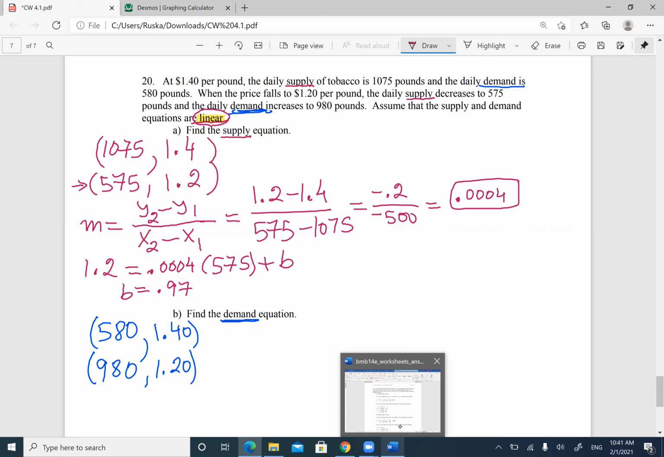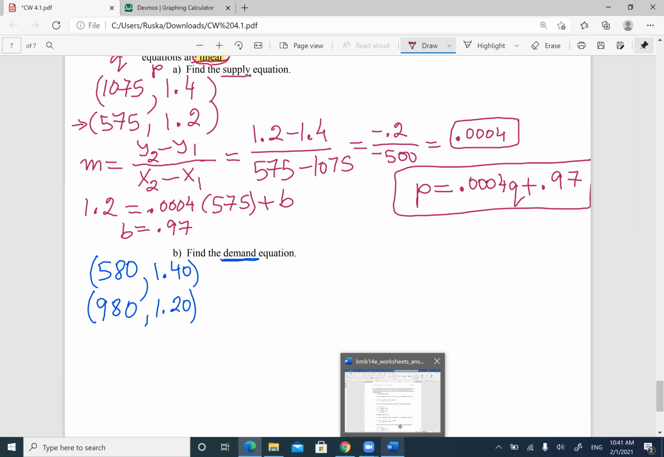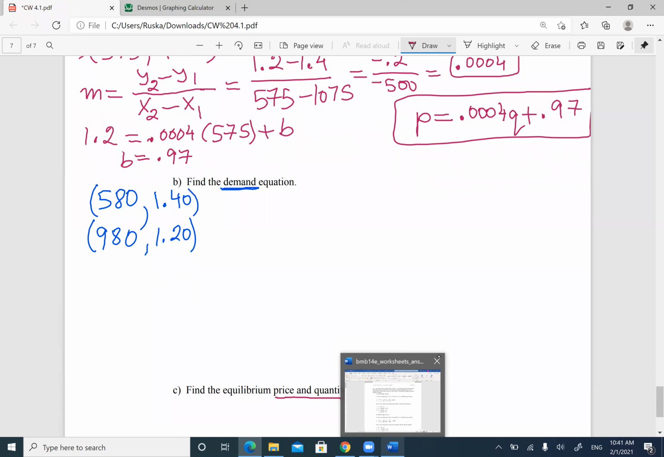Okay, and after you find b, the equation becomes, for the supply, so this is Q and this is P. So the equation is going to be P equals the slope 0.0004 times x, which is the Q, plus 0.97. So this is going to be my equation for the supply. And then you do the same way for the equation of the demand. And then you're going to find the equilibrium. Okay? The same idea, the same way.